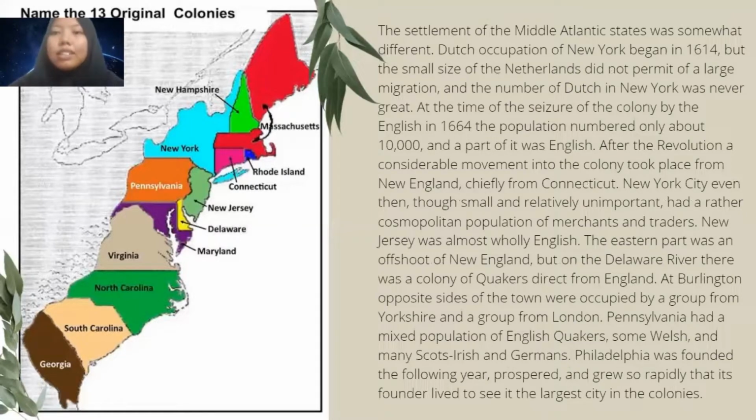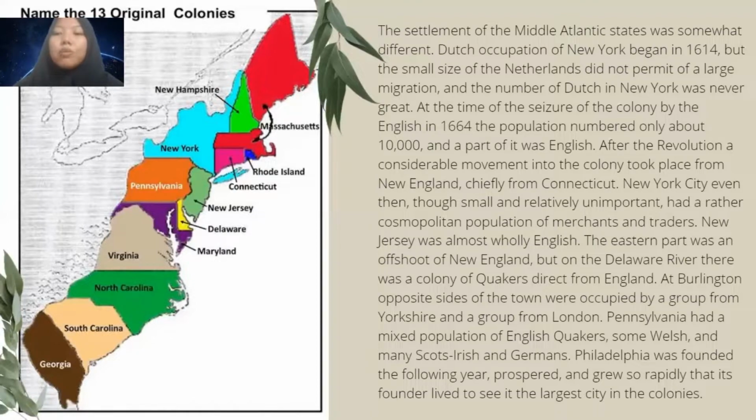The settlement of the Middle Atlantic states was somewhat different. Dutch occupation of New York began in 1614, but the small size of the Netherlands did not permit a large migration. The number of Dutch in New York was never great. At the time of the seizure of the colony by the English in 1664, the population numbered only about 10,000, and a part of it was English. After the Revolution, a considerable movement into the colony took place from New England, chiefly from Connecticut. New York City, even then, though small and relatively unimportant, had a rather cosmopolitan population of merchants and traders. New Jersey was almost wholly English.